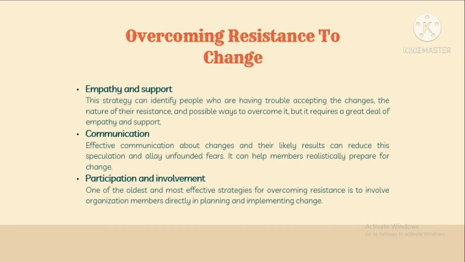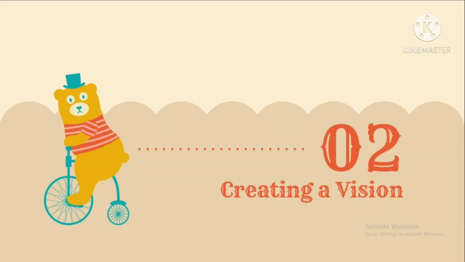And the second is communication. Effective communication about change and its likely results can reduce speculation and allay unfounded fears. It can help members realistically prepare for change. And the third is participation and involvement. One of the oldest and most effective strategies of overcoming resistance is to involve organization members directly in planning and implementing change. Foundation number 2 is creating a vision.